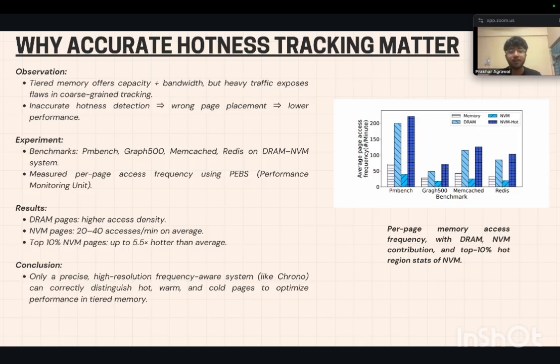We can see in the graph that the DRAM pages were accessed a lot, but the difference between NVM hot and NVM cold is about 5 times. So we want to accurately determine the hot pages, so that we could identify these 10%.